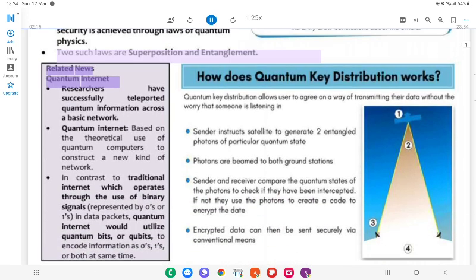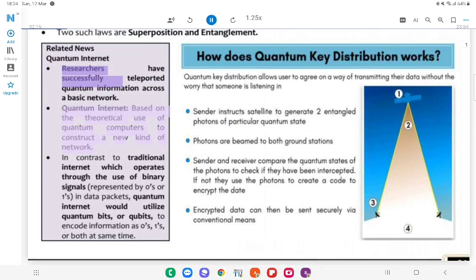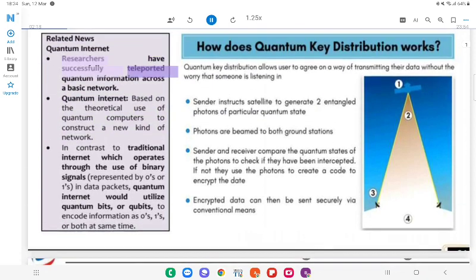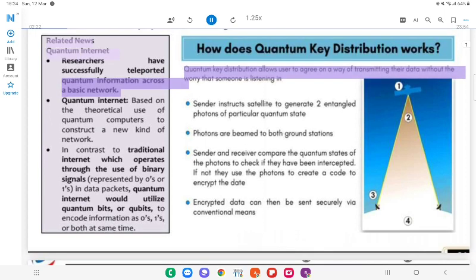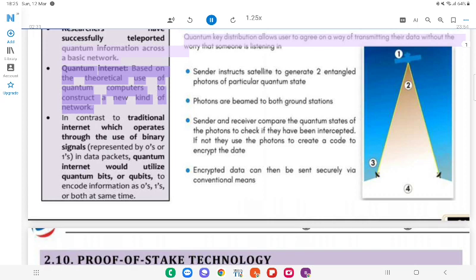Related news, quantum internet. Researchers have successfully teleported. How does quantum key distribution work? Quantum key distribution allows users to agree on a way of transmitting their data without the quantum information across a basic network. Quantum internet is based on the theoretical use of quantum computers to construct a new kind of network.